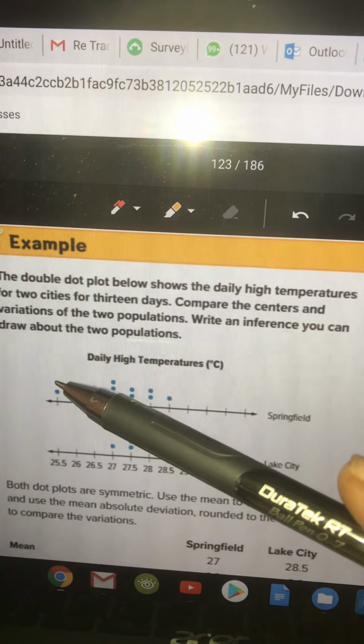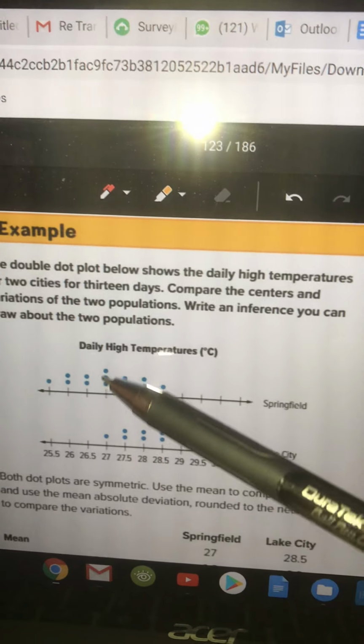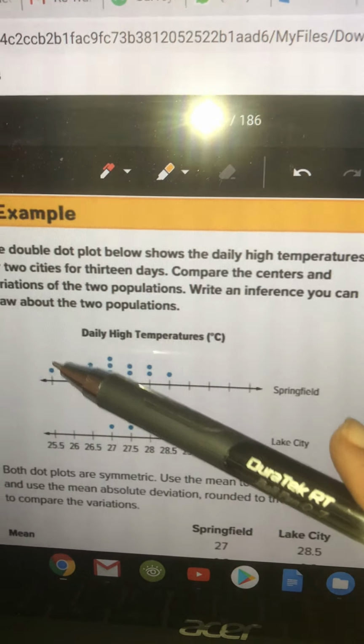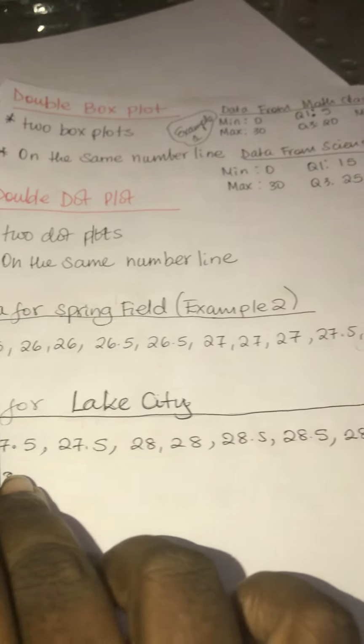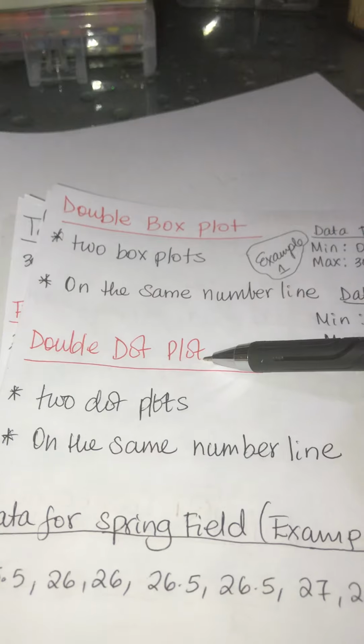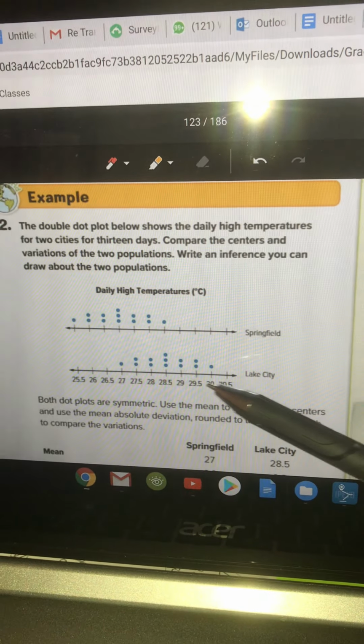So you come here and you get your data. Use your ruler to make sure you get the correct number. Draw a vertical line connecting the dots to the numbers on the other number line. So here is my data from Springfield, and here is my data from Lake City. Now you know how to draw the double dot plot and the double box plot. You'll have two number lines, but one of them will have the numbers.